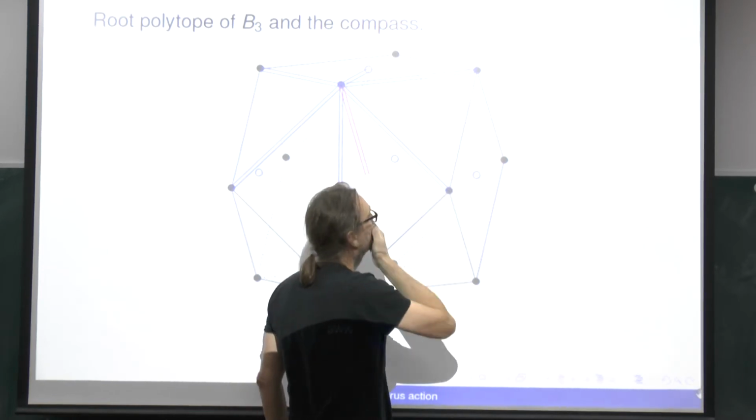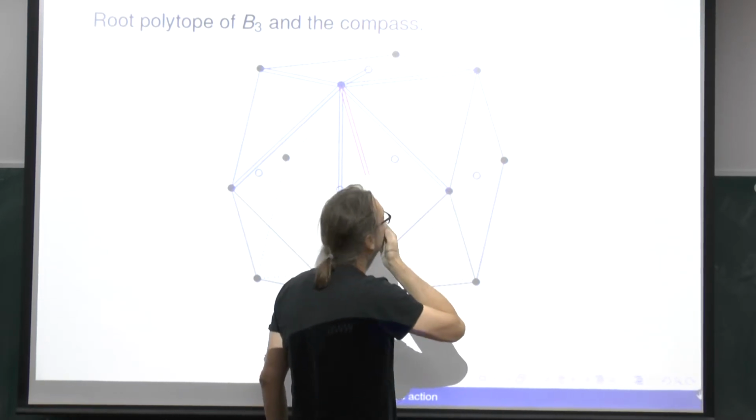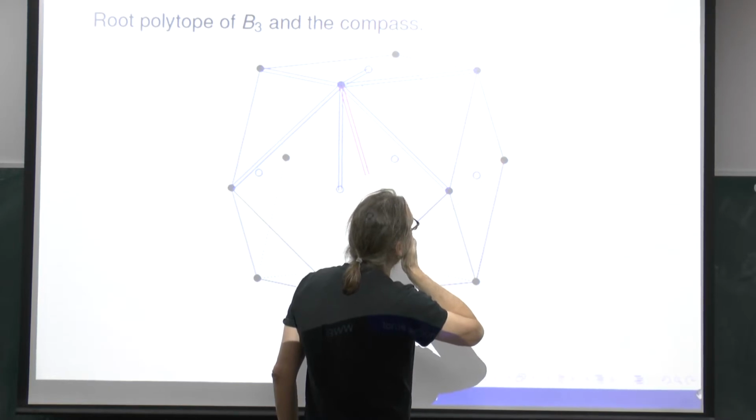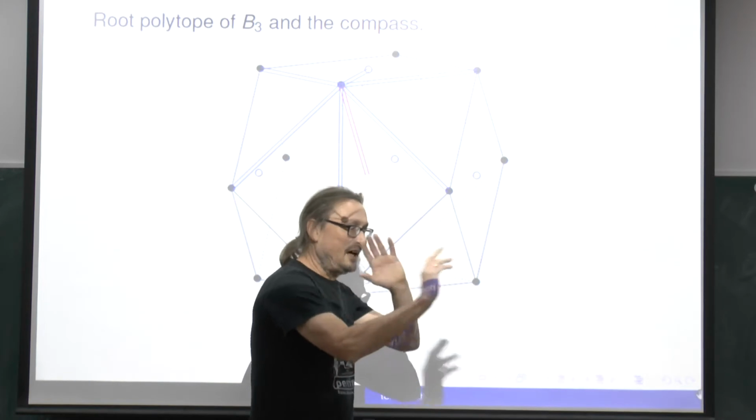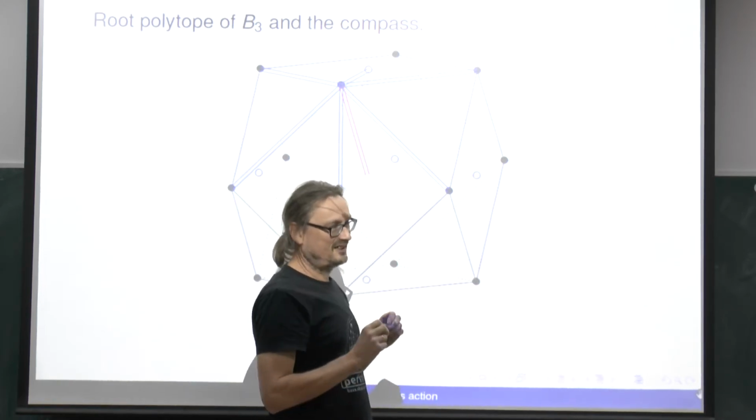Why is this dimensional B3? Five-dimensional. Maybe five-dimensional. Yes, you're right. I'm sorry, five-dimensional. You are perfectly right. Yes, and now explain how can you see that it's five-dimensional.